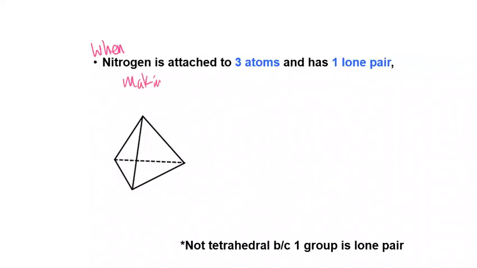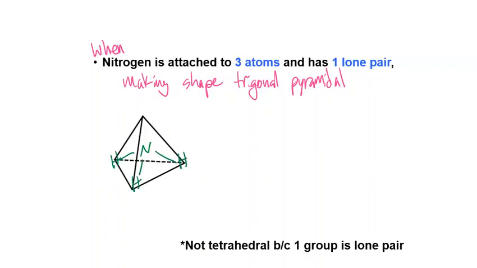So making the shape trigonal pyramidal. Here, notice that I've stolen a picture of a tetrahedron from the internet. Just like we put the carbon with the 4 hydrogens in the middle of the tetrahedron, we're going to put the nitrogen with the 3 hydrogens and the lone pair in the middle of the tetrahedron. So here we have the hydrogens pointing to the edges, but notice that there's a lone pair that's replaced one of the hydrogens that was on the carbon.